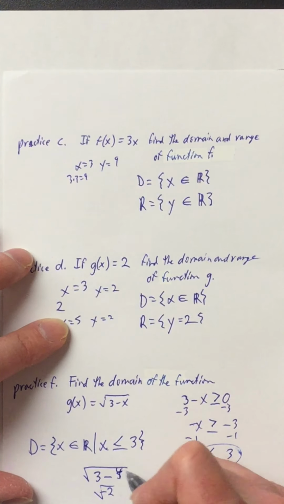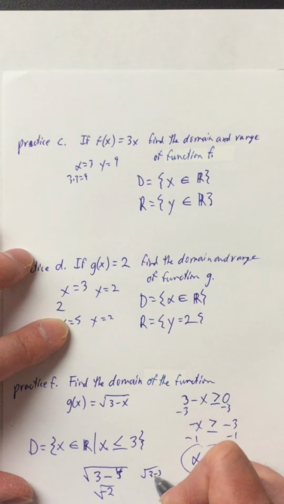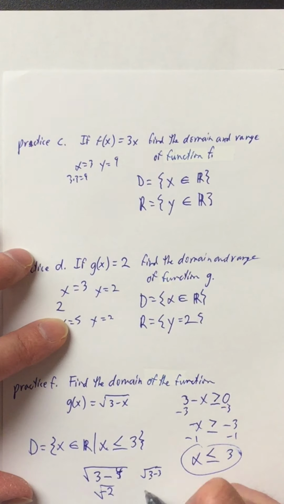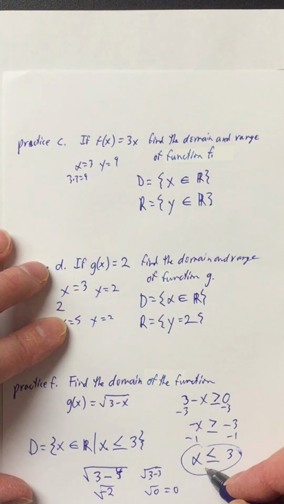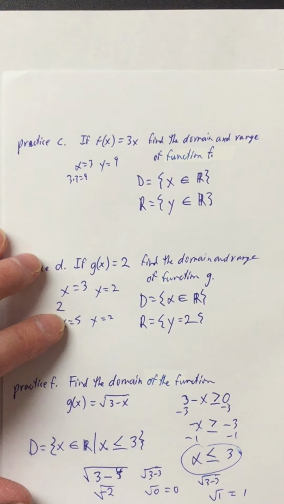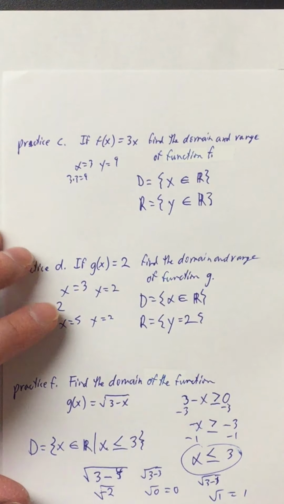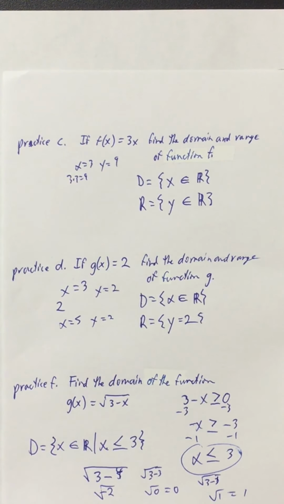However, if we put 3 in there, that's the largest number that can go in. We can still get the square root of 0, which actually is equal to 0. Then all the other numbers start to work. For example, if we go to 2, 3 minus 2 is equal to 1. Square root of 1 is 1. And 3 minus 1 is 2. Square root of 2. It all starts to work at that point.